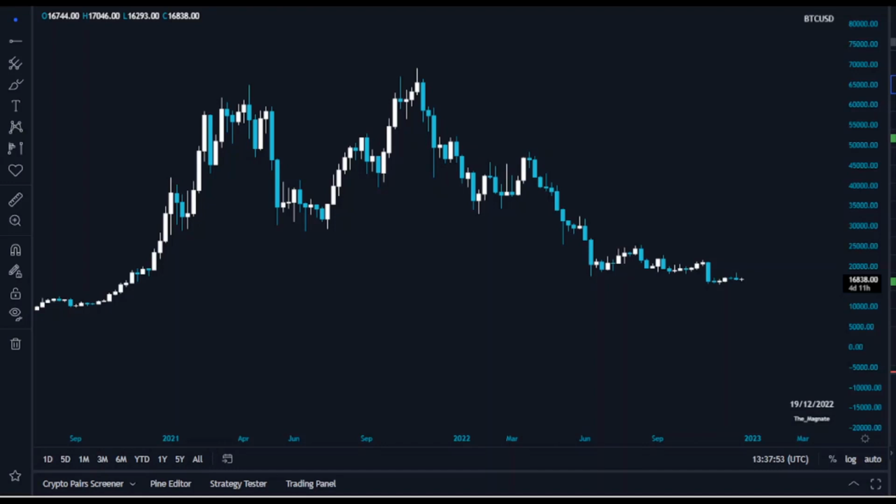Hello guys, welcome back. In today's crypto technical analysis, we do a detailed multiple time frame analysis for BTC, as well as look at the USDT dominance chart.